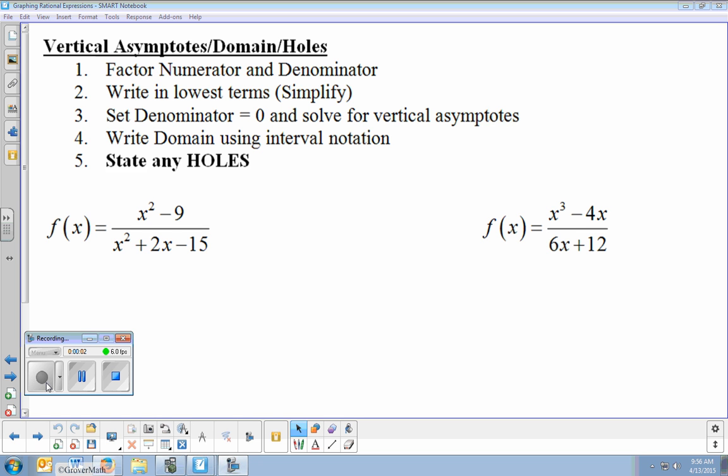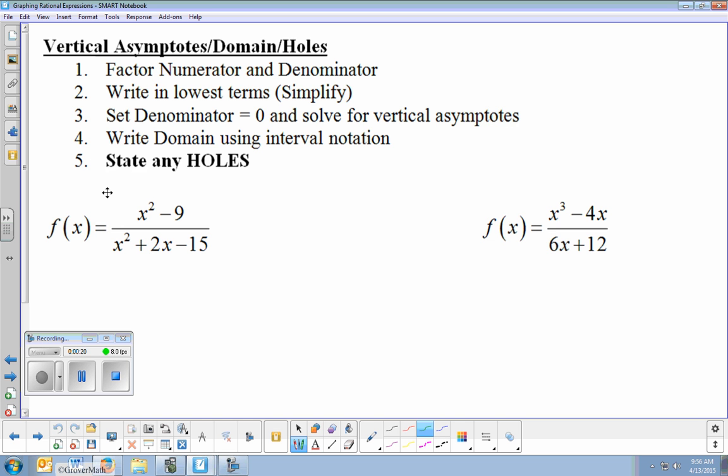Vertical asymptotes, domain, and holes. Pre-college, pre-calculus math. The focus of this video is going to be the holes part of it. We've already discussed vertical asymptotes and domains, but now we're going to add how to find the coordinates of these holes. So we've done steps 1 through 4 already, and we're adding step 5 to it.